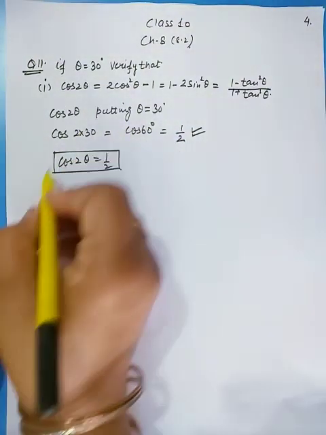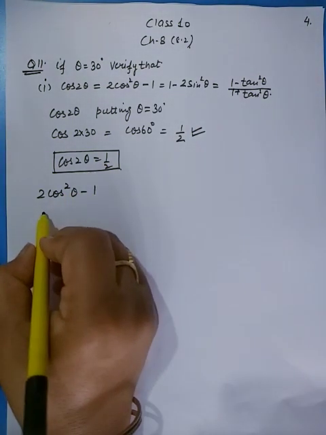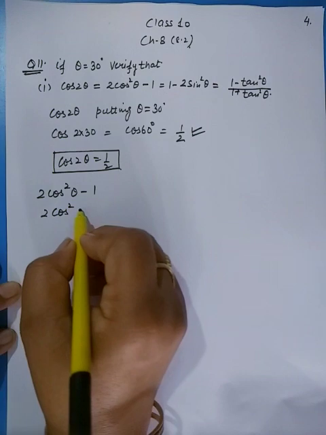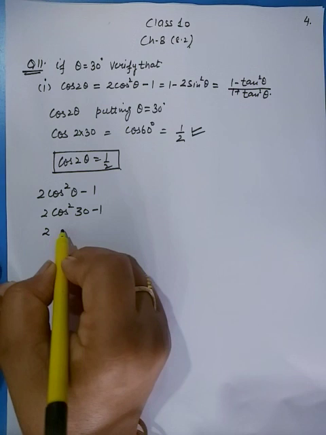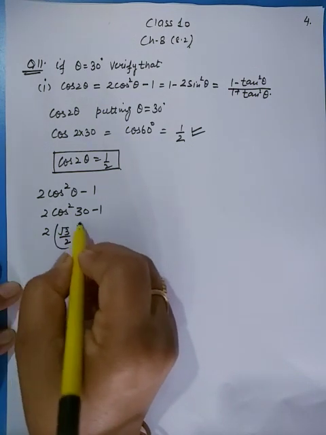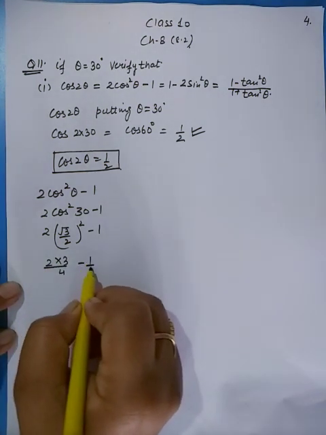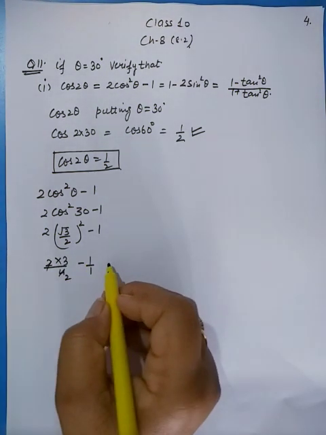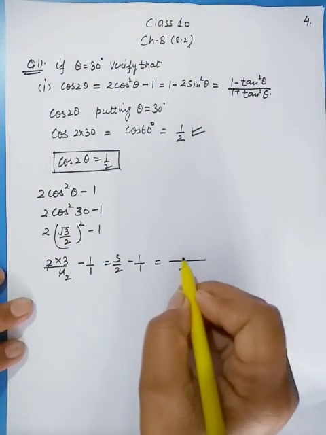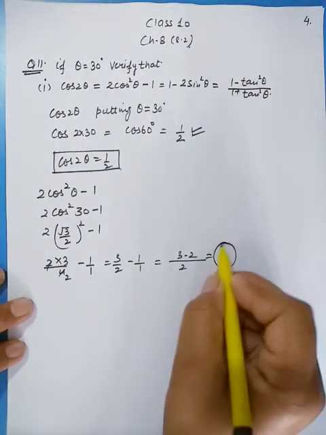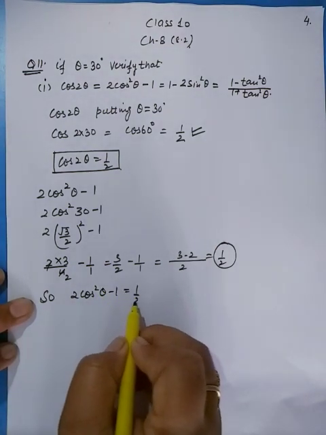Similarly, we have to find the value of 2 cos square theta minus 1. Now again putting theta is equal to 30 degree and we know that cos 30 is root 3 by 2. So square of root 3 by 2, 2 into 3 by 4 minus 1 and it will be 3 by 2 minus 1. Again taking the LCM, 3 minus 2 we get 1 by 2. So 2 cos square theta minus 1 is also 1 by 2.